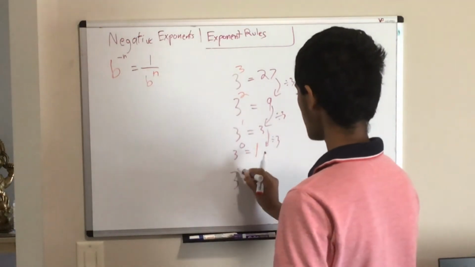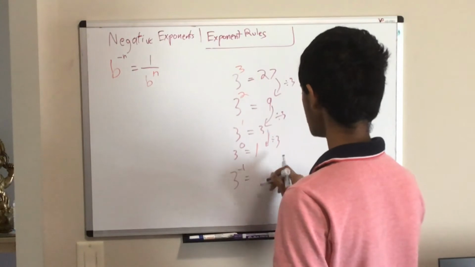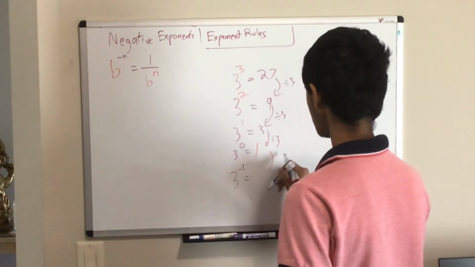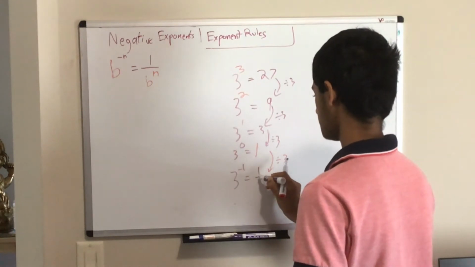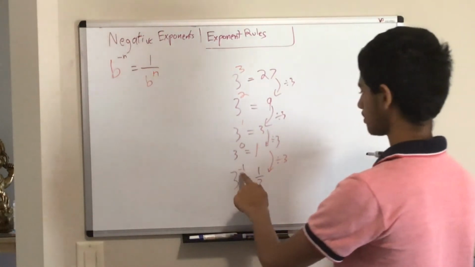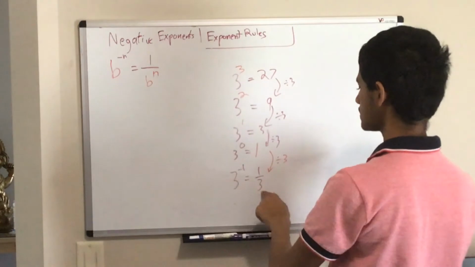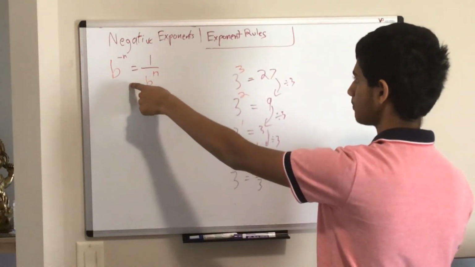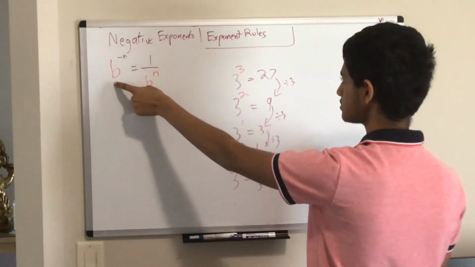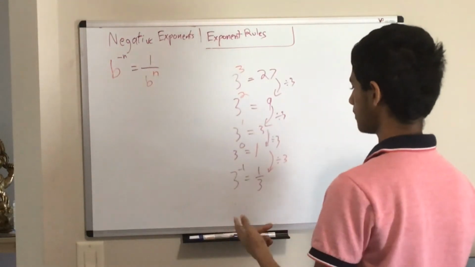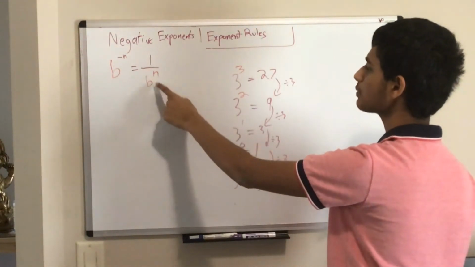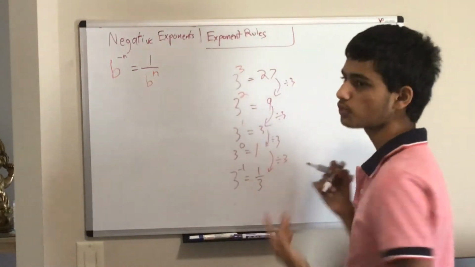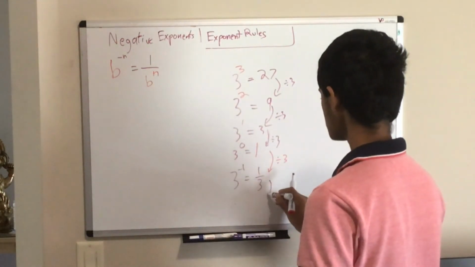That means 3 to the power of negative 1 must be 1 divided by 3, and 1 divided by 3 is 1/3. And we notice something here. This matches up with exactly what we saw in the exponent rules over here. In this case, b is 3 and n is 1. So 3 to the power of negative 1 should theoretically be 1 over 3 to the power of 1, which is just 1 over 3. And we can continue this.